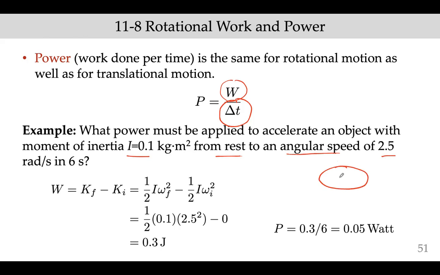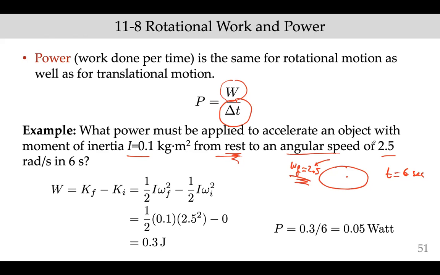So you have, let's say, a disk or an object. It doesn't specify what kind of object. Well, let's say it's a disk. Initially, it's at rest. And finally, it reaches the angular speed of 2.5 radians per second, and you have to do it in 6 seconds. Okay, what should be the power? If you have low power, you can apply even a small force for a long time, let's say not 6 seconds, maybe 6 hours. So at the end of that 6 hours, you can get this angular speed.